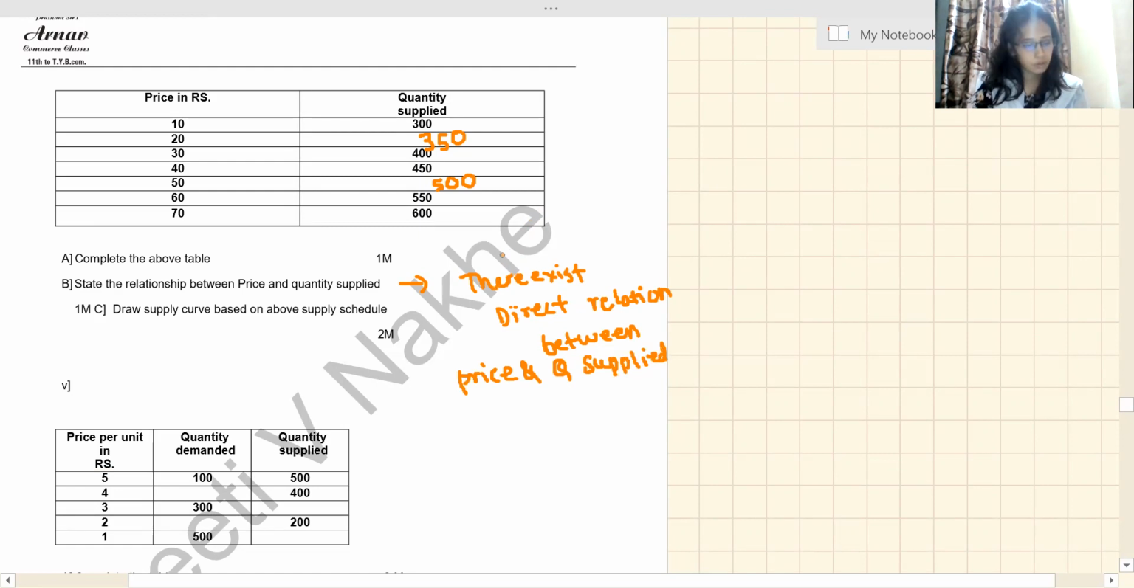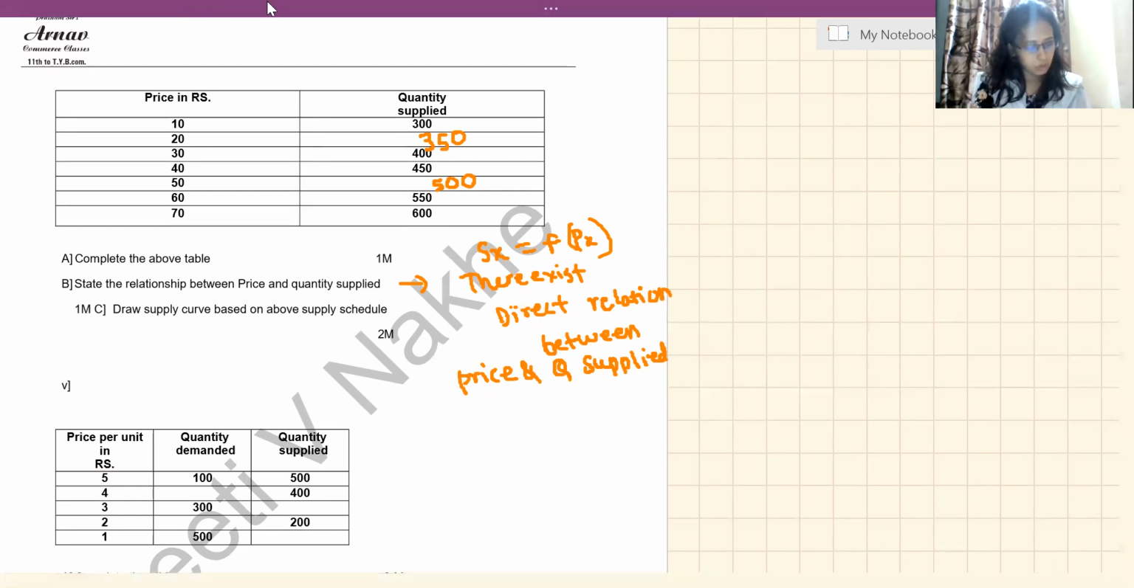Okay, you can write in this form also. Means you are showing that you know how it works. Functional relationship, we call it. Supply of commodity X is equal to, it is given in the textbook, supply of commodity X is equal to a function of price of commodity X. Okay, with this we have finished. Now we are going to draw the diagram.